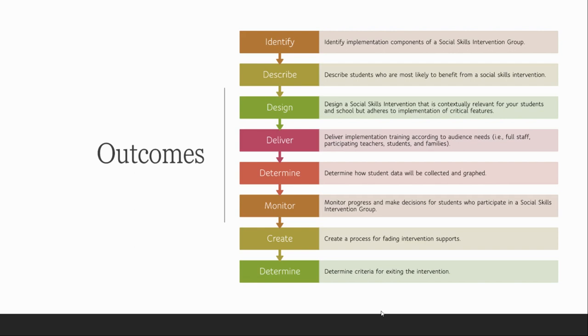You will understand how to deliver implementation training according to the audience needs. You will understand how to determine how you will collect student data and how that data should be graphed. You will understand how to monitor progress and make decisions for students who participate in a social skills intervention group. You will understand how to create a process for fading intervention supports. And lastly, you will understand how to determine criteria for exiting the social skills intervention group.